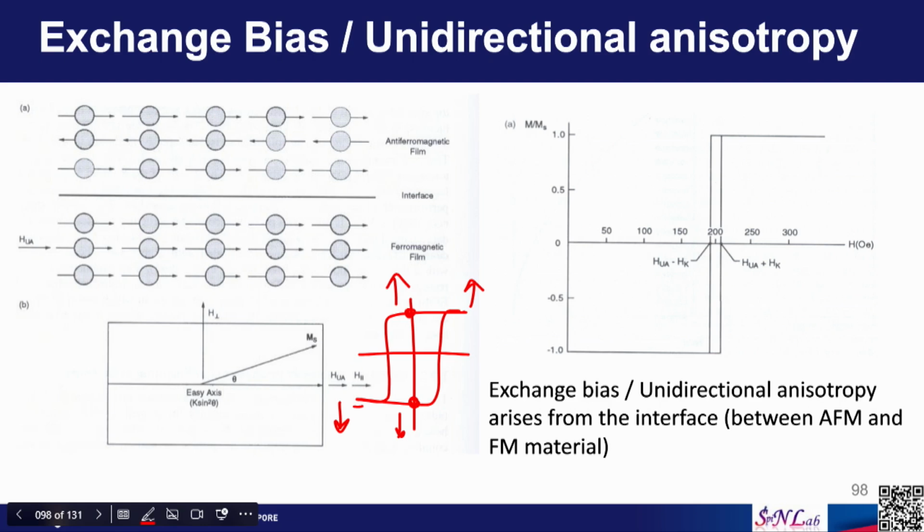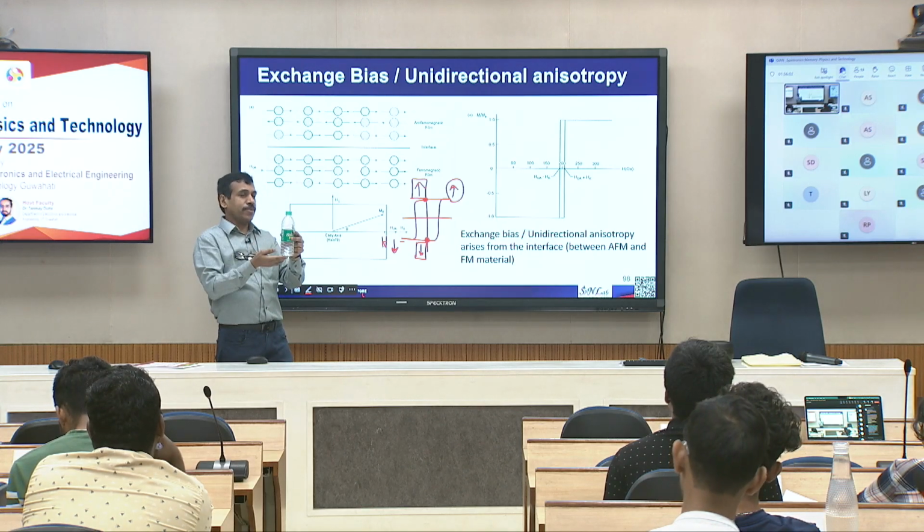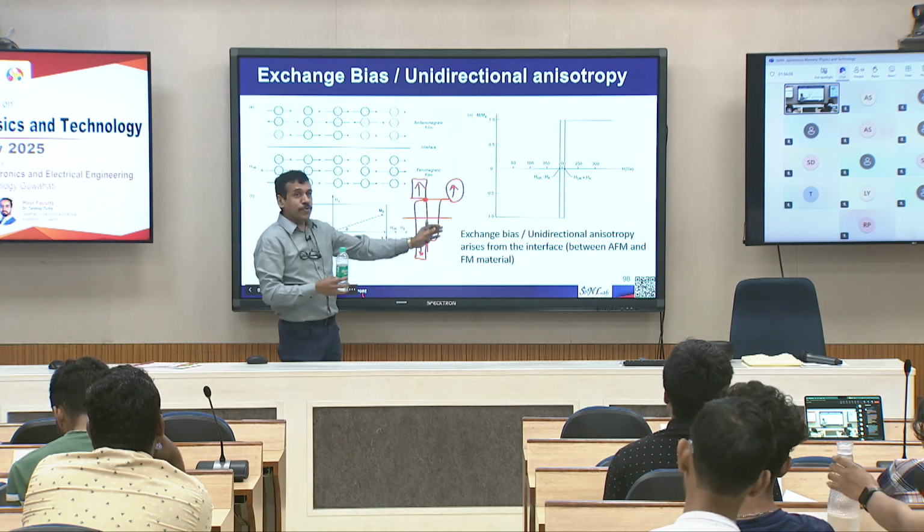So, you have 2 remnant states. Let us say you saturate along this direction, when you remove magnetic field, your magnetization is pointing in the up direction. If you apply magnetic field in the down direction and you remove it, your magnetization is pointing in the down direction. That means, if you have a magnet, you may have north pole here, south pole here, or south pole here, north pole here, depending on which field you apply.